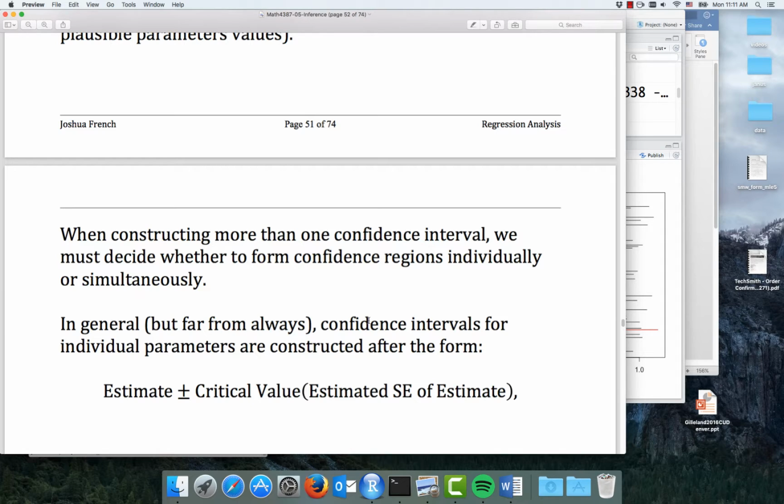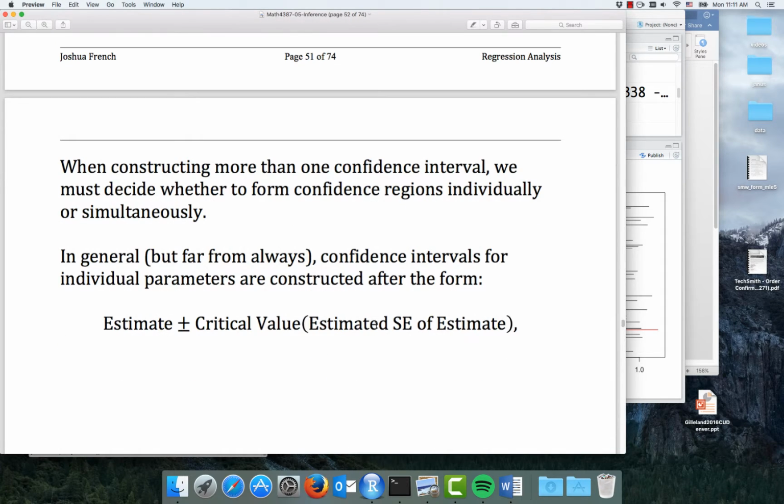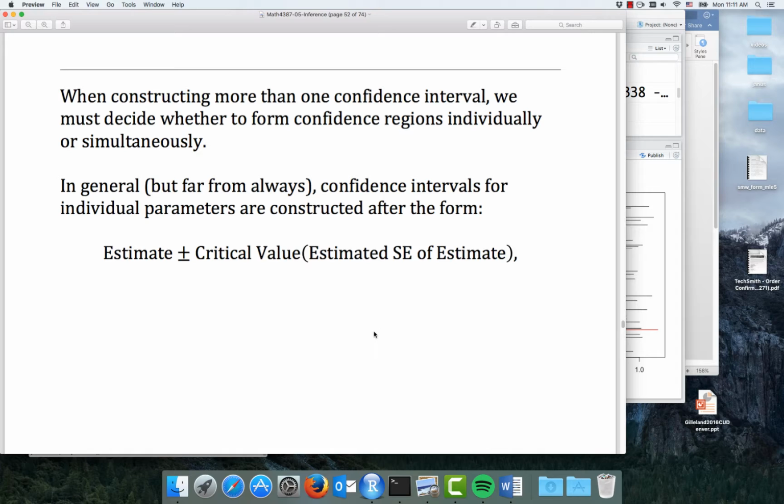And in our context, one of the things that we need to think about when we're constructing confidence intervals is whether we want to construct confidence regions individually or simultaneously. I'm not talking about whether we should construct more than one confidence interval or not. I'm talking about whether we should make a joint confidence statement. So can we construct a region that will simultaneously contain more than one parameter with some specified level of probability? We'll do an example of that later on in this section.